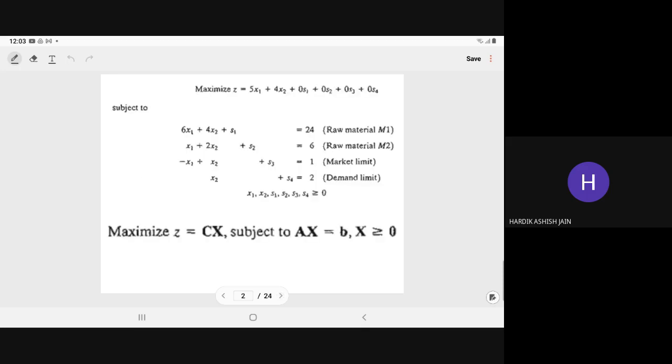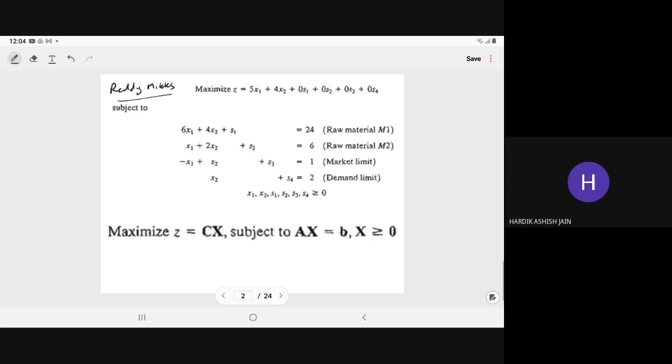So let us take this ready-mix problem. You are familiar with the ready-mix problem. Here we take the same problem. Maximize z equals 5x1 plus 4x2 subject to 6x1 plus 4x2 less than or equal to 24, x1 plus 2x2 less than or equal to 6, minus x1 plus x2 less than or equal to 1, and x2 less than or equal to 2, where x1, x2 are non-negative.